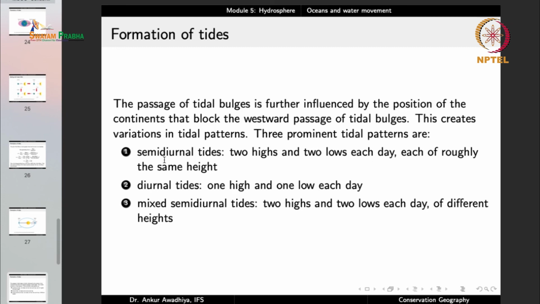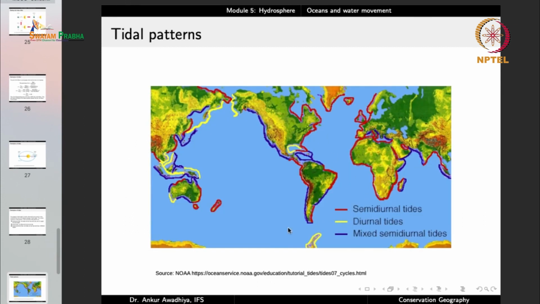There are three prominent tidal patterns: semi-diurnal tides, which means two high and two low in each day, each of roughly the same height; diurnal tides, which is one high and one low in each day; and mixed semi-diurnal tides, which is two high and two low in each day, but of different heights. So different locations on the earth have different patterns. We have semi-diurnal, diurnal and mixed semi-diurnal tides.